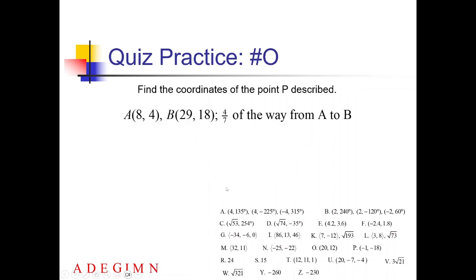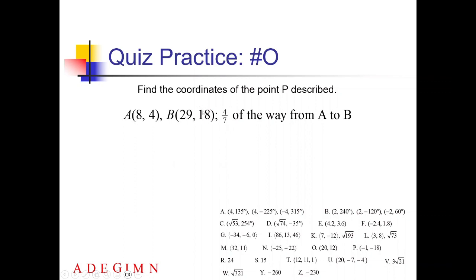For this next set of problems, we're being given 2 points, and we have to find another point that is a fraction of the distance from A to B. So our strategy on both of these is going to be to find the component form of a vector going from A to B, and then just add whatever fraction this is of that component form to the original point.